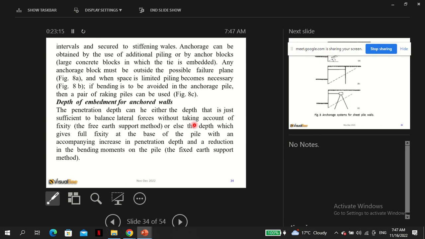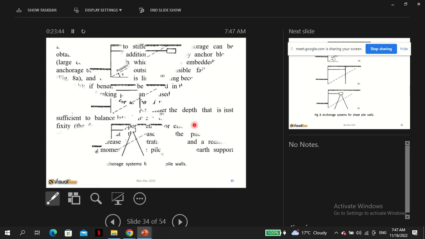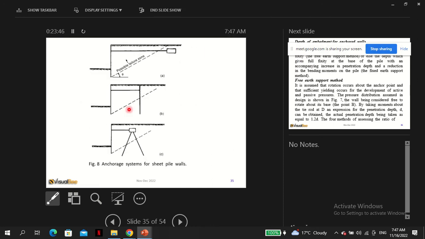So anchorage can be obtained by use of additional piling or by anchor blocks, large concrete blocks in which the tie is embedded. Any anchorage block must be outside the possible failure plane, and when space is limited, piling becomes necessary. If bending is to be provided in the anchorage pile, then a pair of raking piles can be used in Figure 8C. So this is the possible failure zones of the anchor mass.